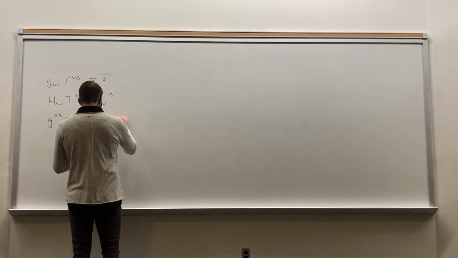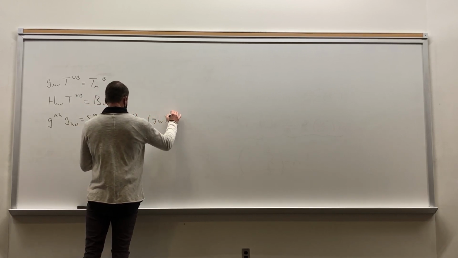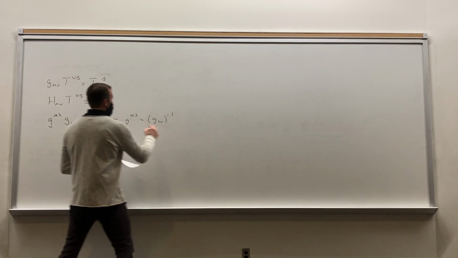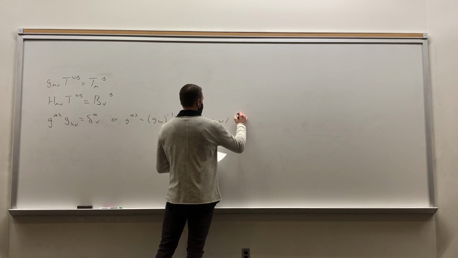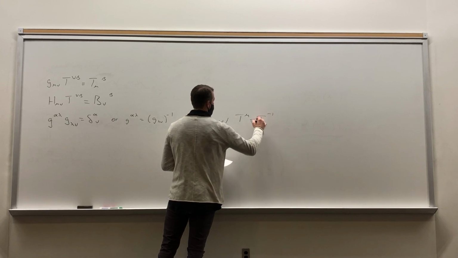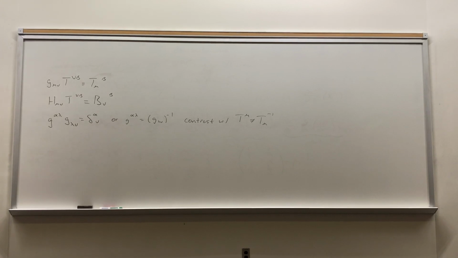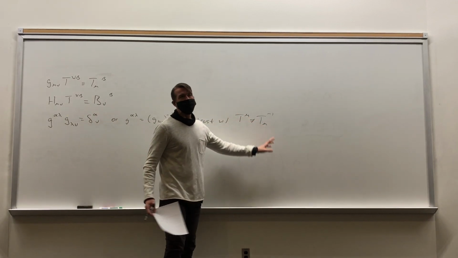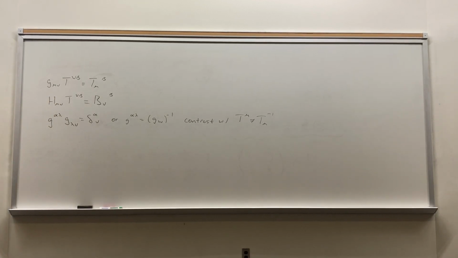So another way to say this is that g^{μν} is the inverse of g_{μν}. And you can contrast this with the fact that T^{μν} is not the inverse of T_{μν}. Okay? The metric with its upper indices is the inverse of the lower index metric. However, if I take a tensor with upper indices, that is not the inverse of the tensor with lower indices. Okay?